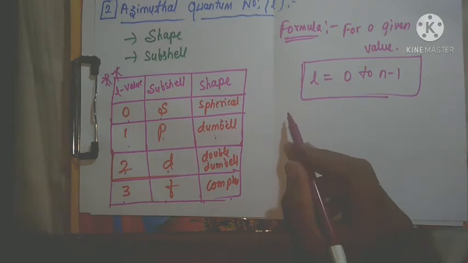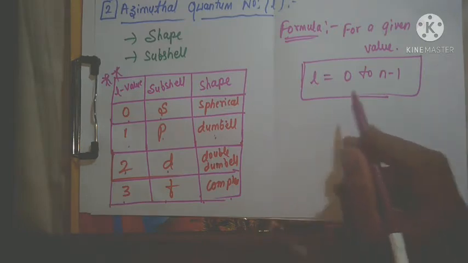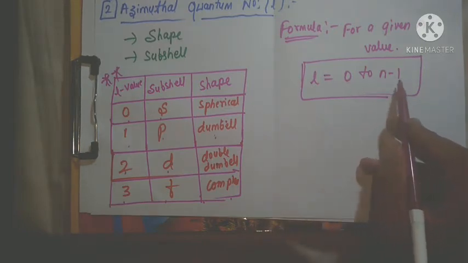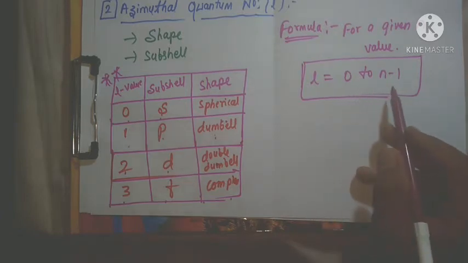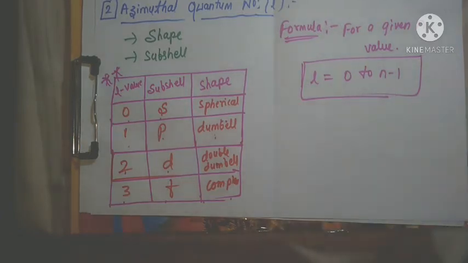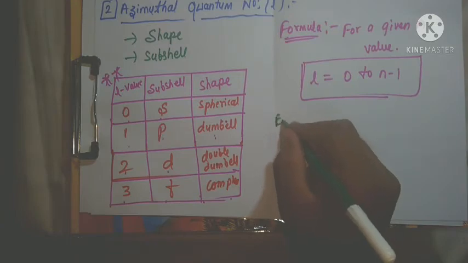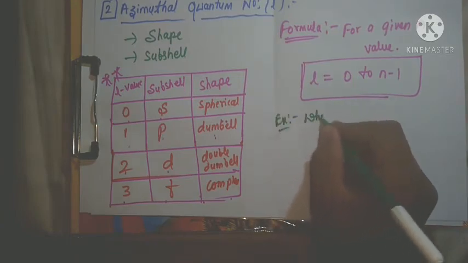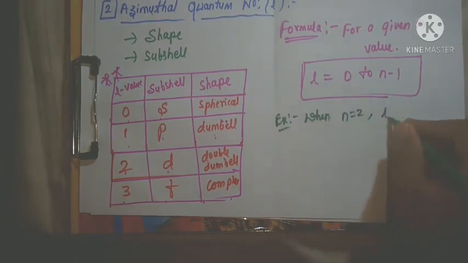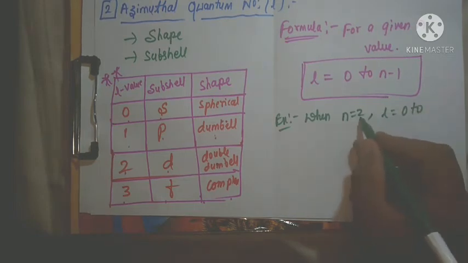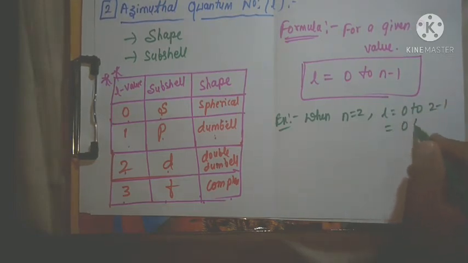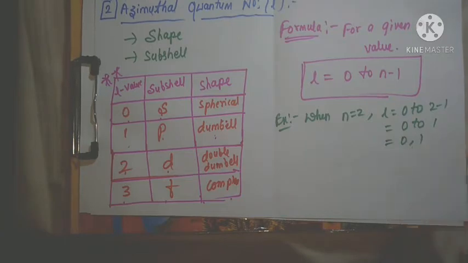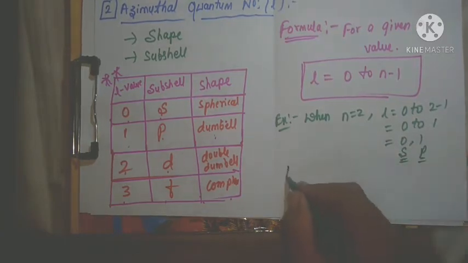For example, n is equal to 2. What are the l values? 0 to 2 minus 1, that is 0 to 1. Therefore, it is 0, 1. Let us solve two examples. When n is equal to 2, l is equal to 0 to n minus 1, that is 2 minus 1, that is 0 to 1. 0 to 1 means 0, 1. Two values, that is, s subshell is possible and p subshell is possible.